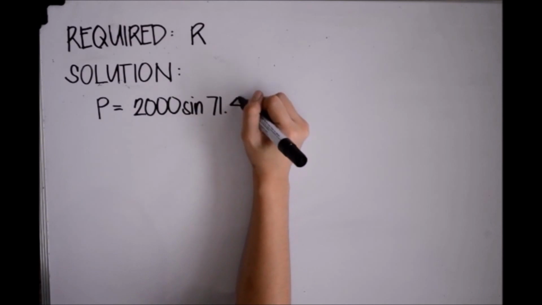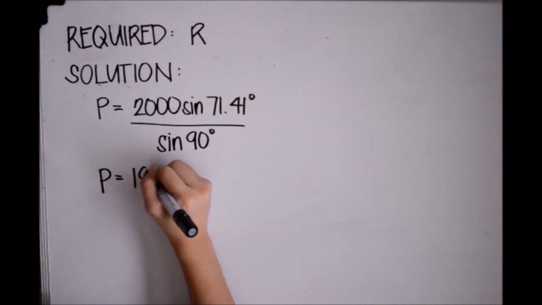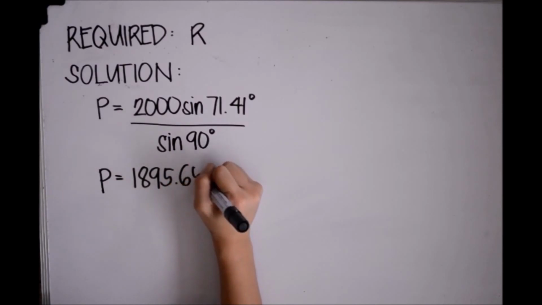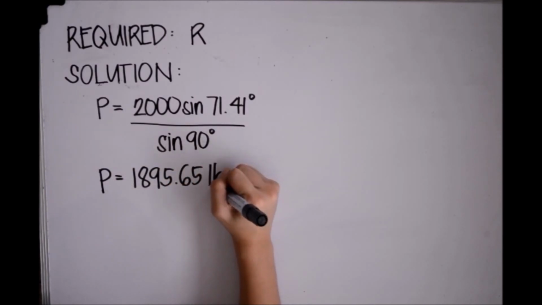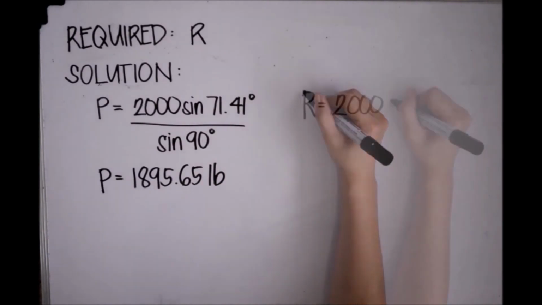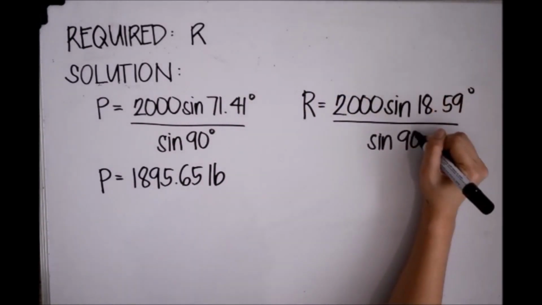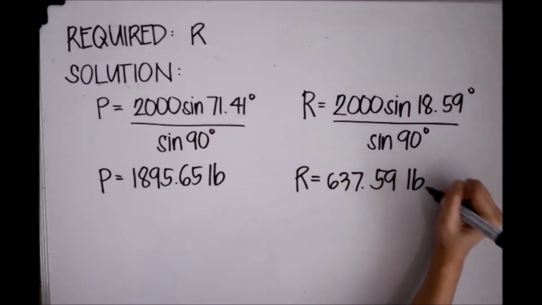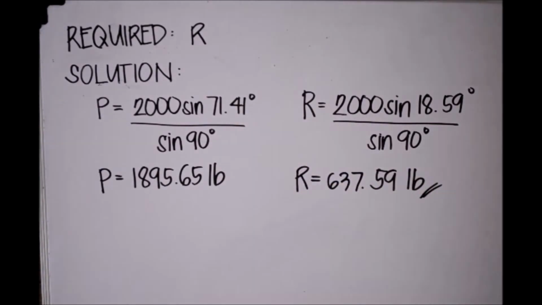P is equal to 2000 sine 71.41 degrees all over sine 90 degrees, which is equal to 1895.65 pounds. R is equal to 2000 sine 18.59 degrees all over sine 90 degrees, which is equal to 637.59 pounds.